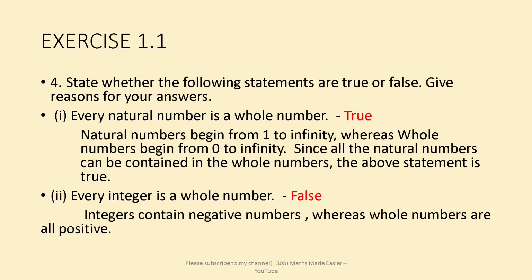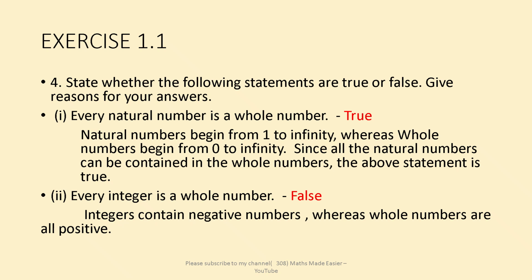State whether the following statements are true or false. Give reasons for your answers. Question number 1. Every natural number is a whole number. If we look at the natural numbers, they start from the number 1 to infinity, whereas the whole numbers begin from 0 to infinity. So we can very well understand that the entire set of natural numbers is contained within the whole number collection. So the above statement, every natural number is a whole number, is true.